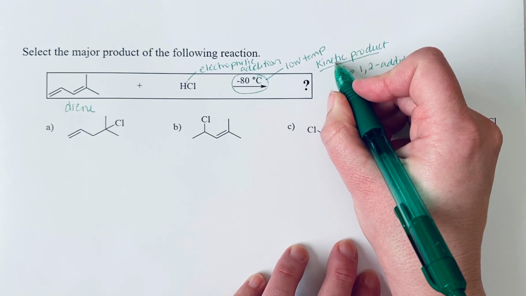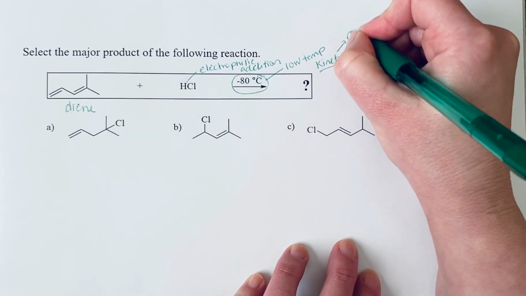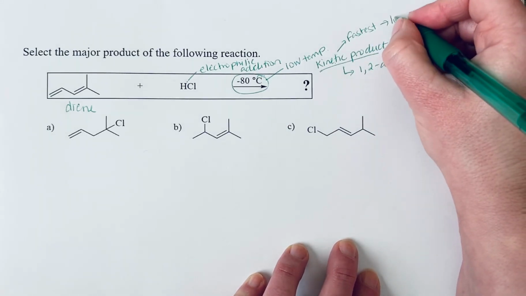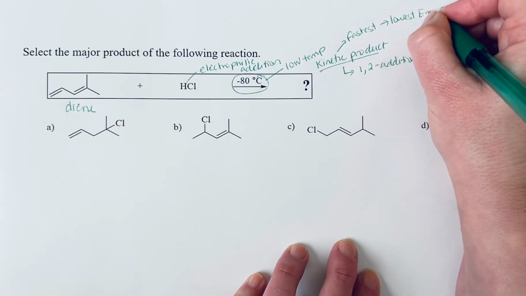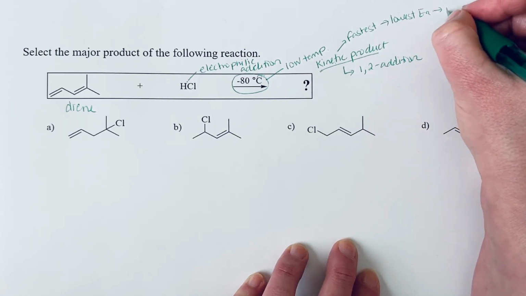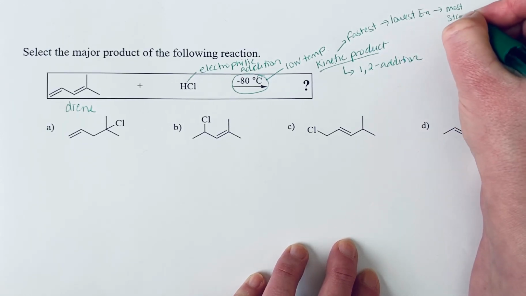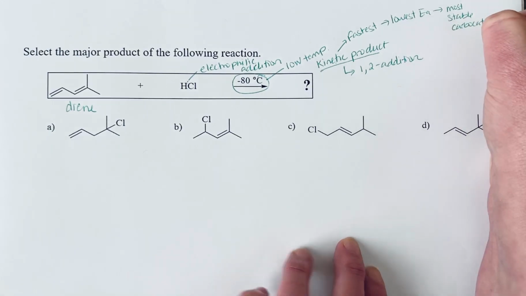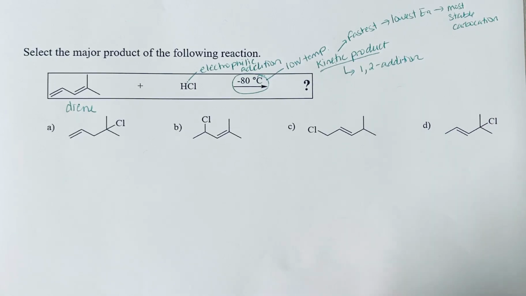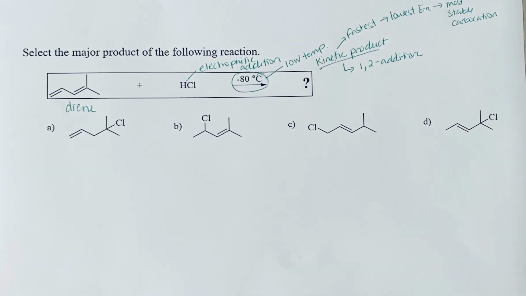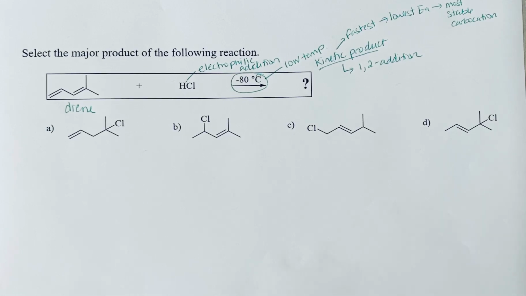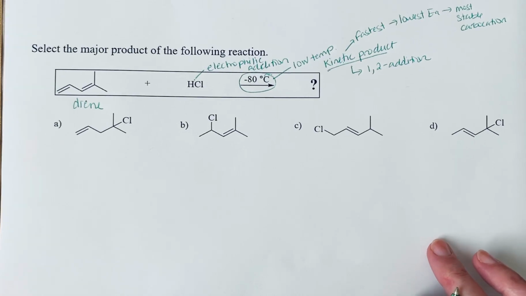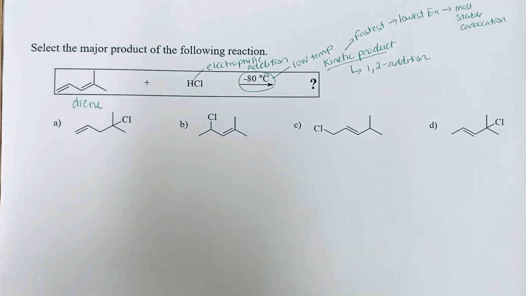And if it's going to be the one that forms the fastest, that means it's going to have to go through the lowest activation energy barrier, so the lowest possible Ea, which means it's got to come from the most stable carbocation. So what we need to do is look at our diene. We need to determine which one of those two alkenes gives us the most stable carbocation, and then we're going to do the 1,2 addition to that alkene. So let's take a look at the two alkenes that we have.